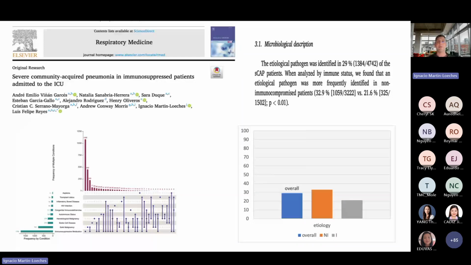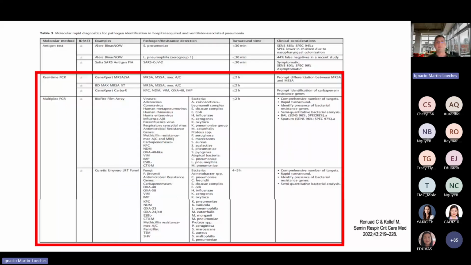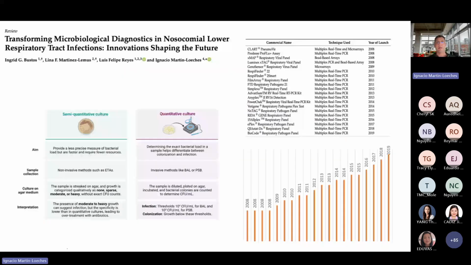So we have a big problem. And it is true that we have seen that there is molecular testing. Here in this slide, you can see the possibilities of different PCRs that are available in the market. Also, in this paper that was published last year, we made an effort to summarize the current evidence about molecular testing.